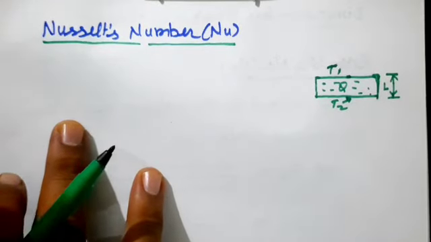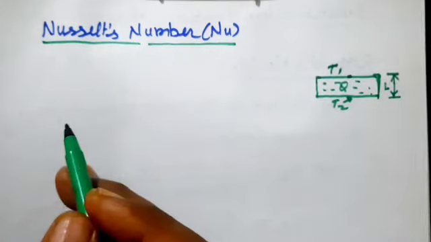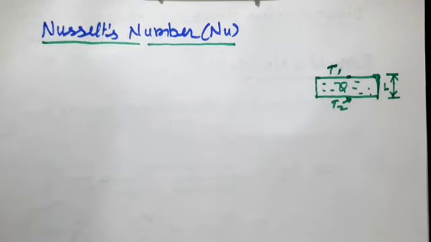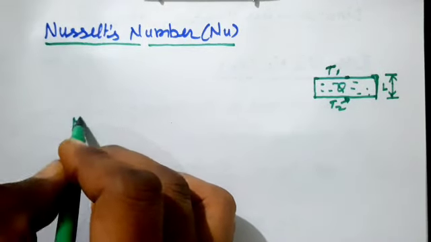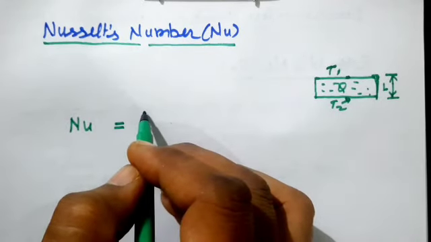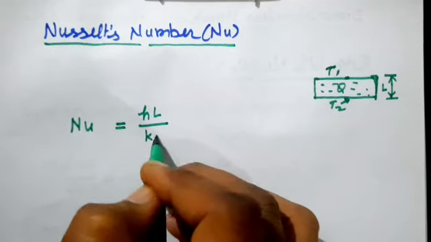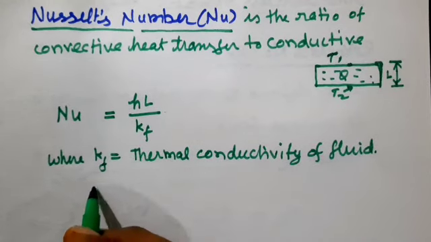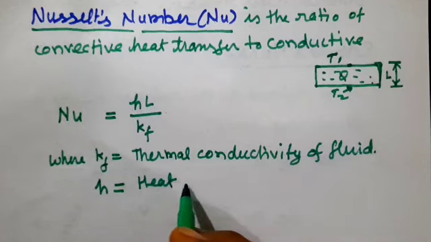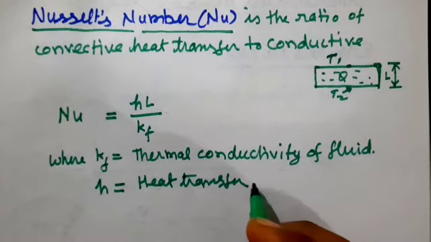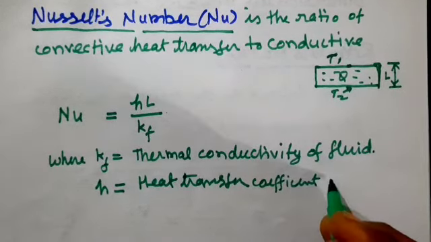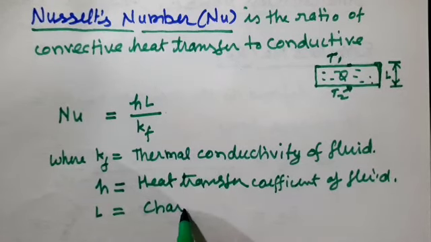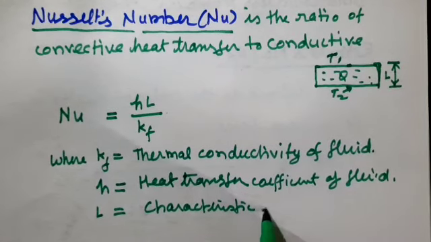So now we will discuss the Nusselt's number, Nu. So actually Nusselt's number is the ratio of convective heat transfer to the conductive heat transfer. So we can say Nusselt's number Nu is equal to h L upon Kf, where Kf is the thermal conductivity of fluid, h is the heat transfer coefficient of fluid, and L is the characteristic length.